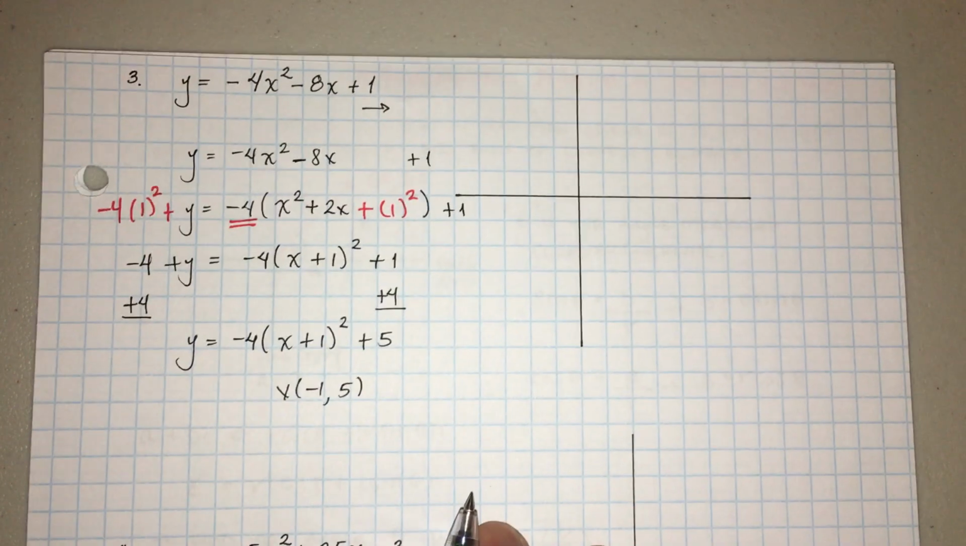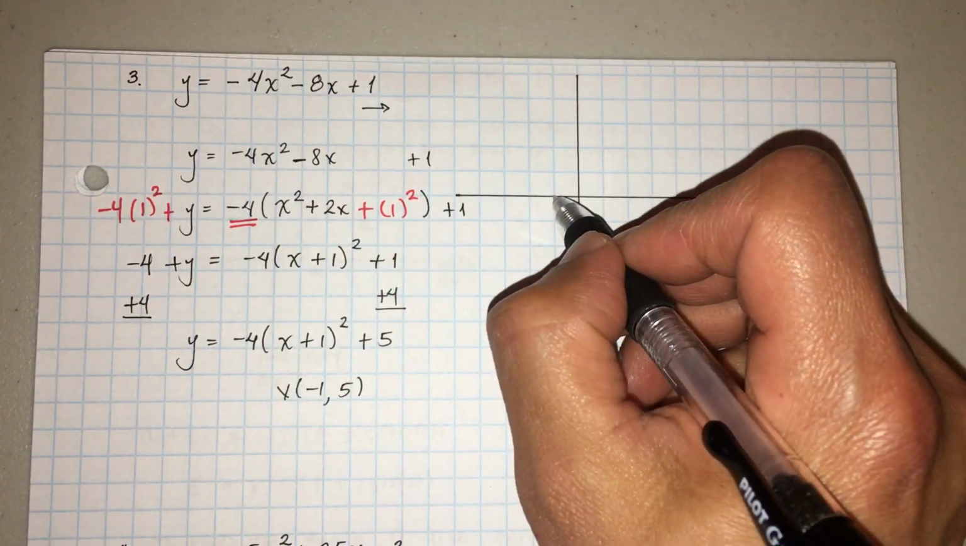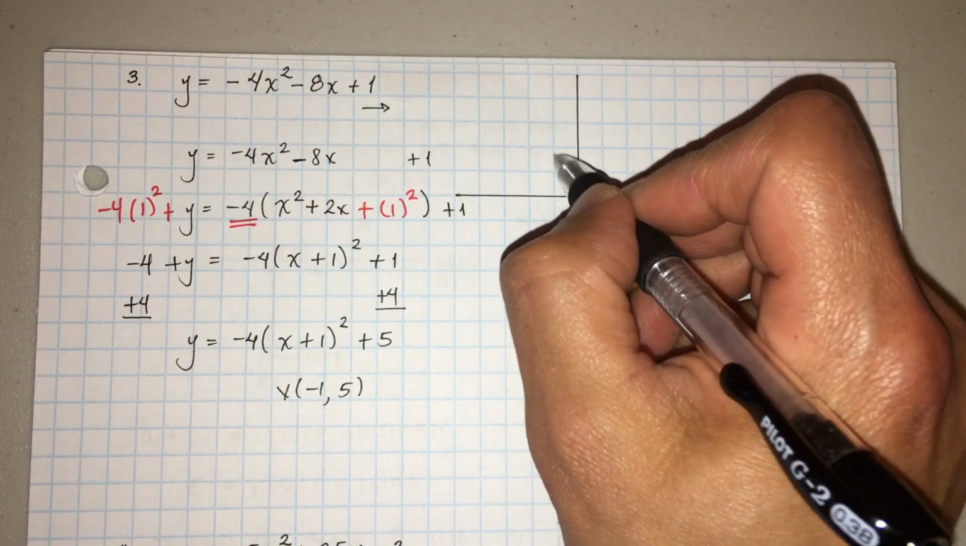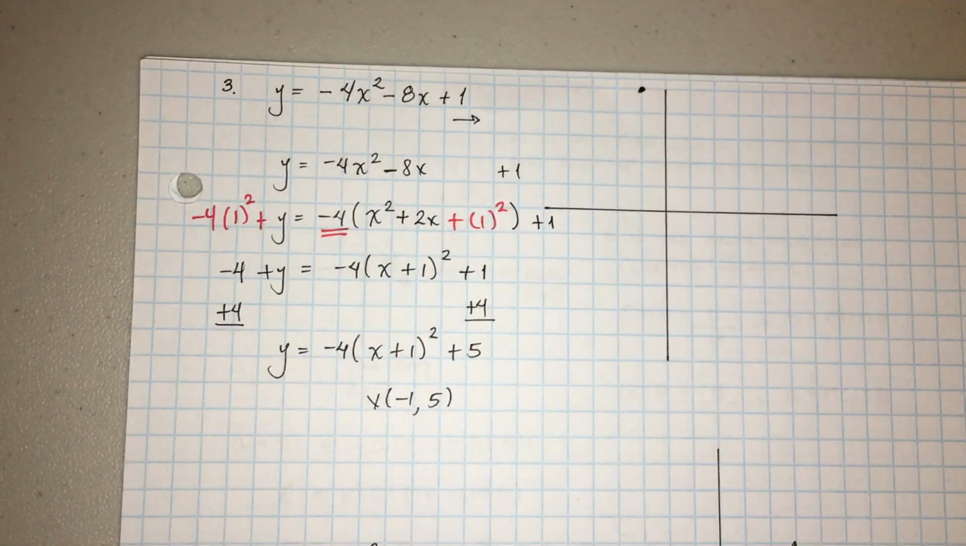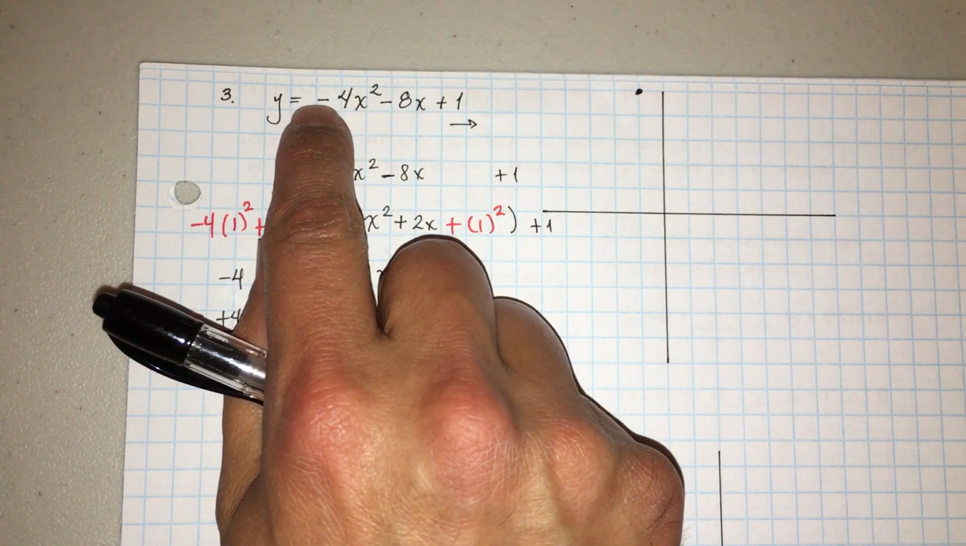So now let's go ahead and graph it. Negative 1, positive 5, negative 1, 1, 2, 3, 4, right up here. Now this one's going to be opening downward. How do I know? It's because it has that negative in the front.